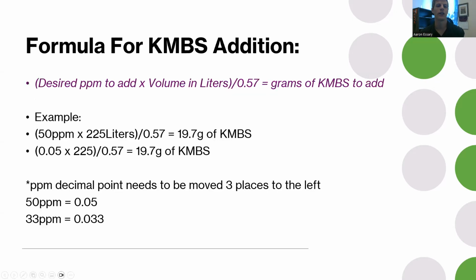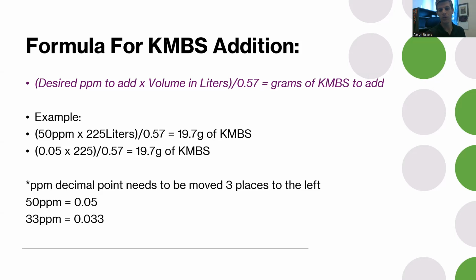So, the formula for KMBS addition. This is very important because you have this bag of KMBS and you wonder, how much do I add? Just a scoop? What's a scoop? Well, we measure it, or at least I like to measure it, in ppm. Milligrams per liter is the same thing as ppm. So if I say 50 ppm, that's the same thing as 50 milligrams per liter.